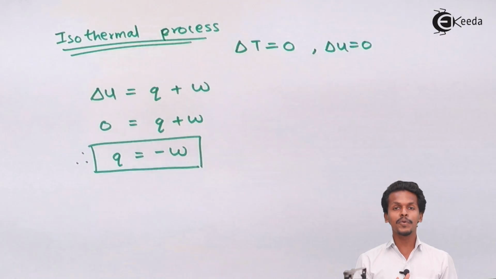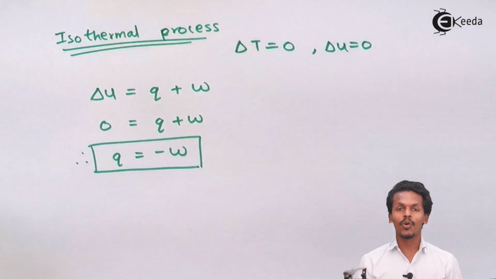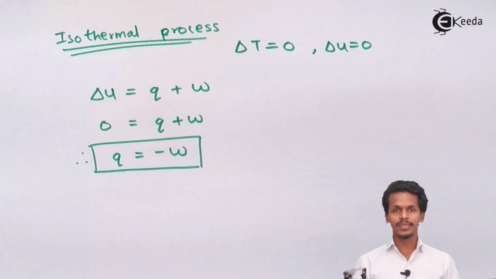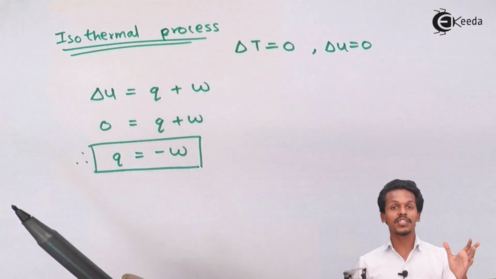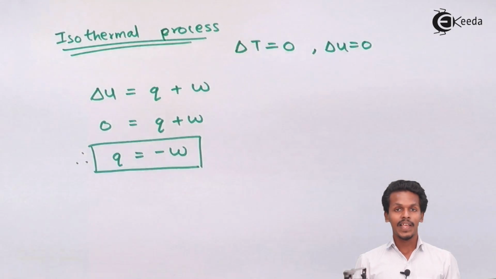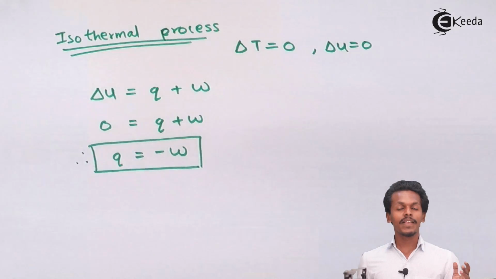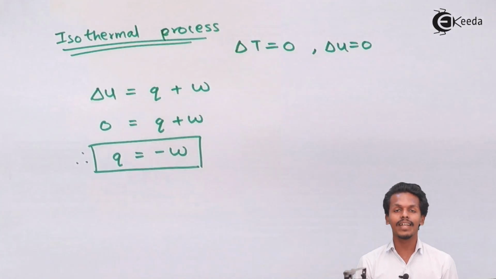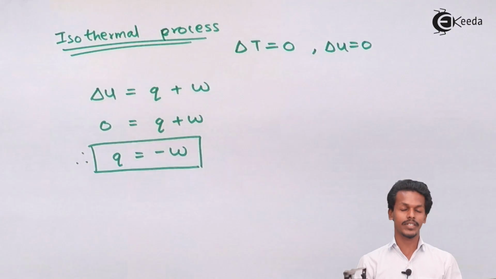So what does this Q equal to minus W mean? It means that if we have provided heat to the system, that is if we have provided plus Q to the system, and the system is performing an isothermal process, then what will happen? The work will be negative. This negative work indicates that the system will act on the surroundings by performing work.